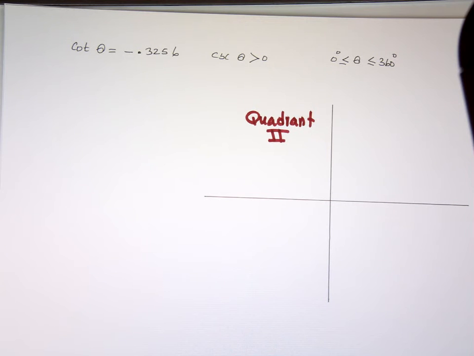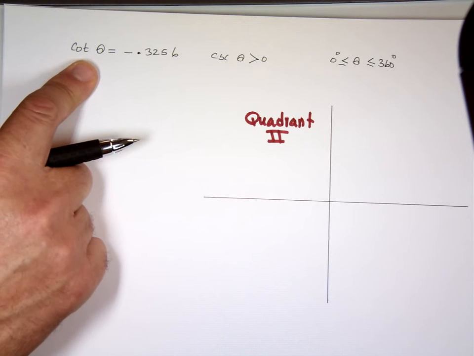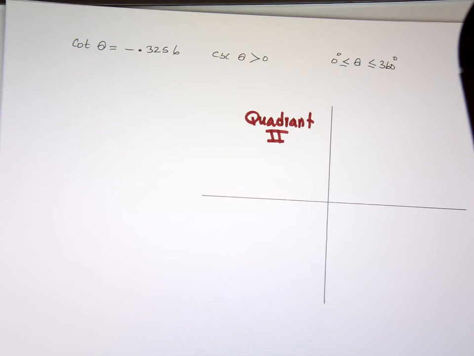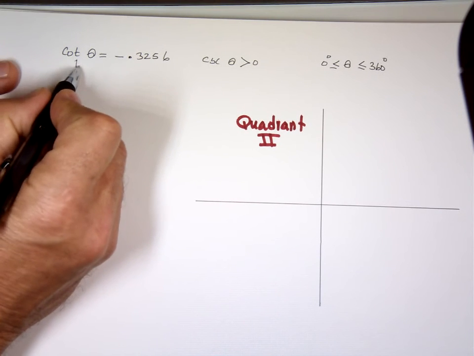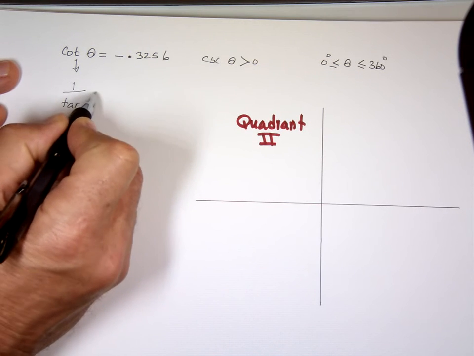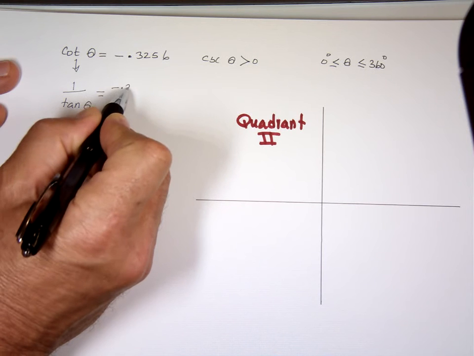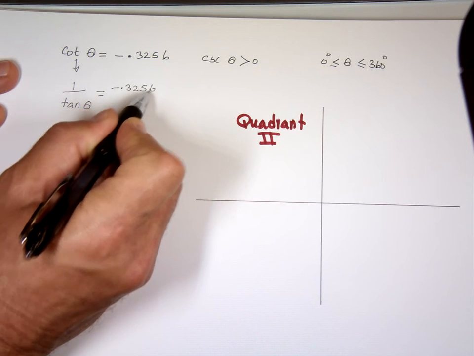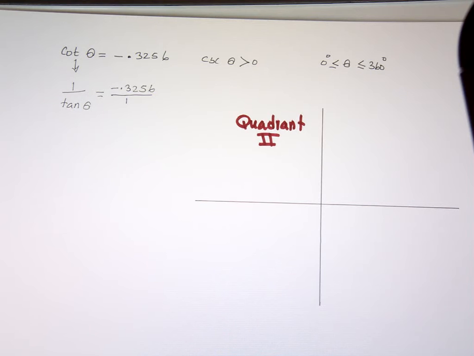So let's see what the calculator is going to give me. The cotangent, I got a problem. There is no cotangent on my calculator. But wait a minute, cotangent is 1 over the tangent. So I can turn the cotangent into 1 over tangent theta equals negative 0.3256, make it over 1. Cotangent is 1 over tangent. We talked about that last class.